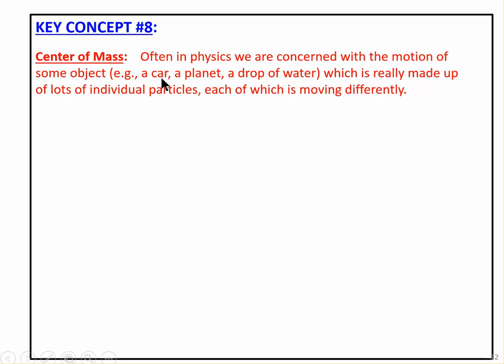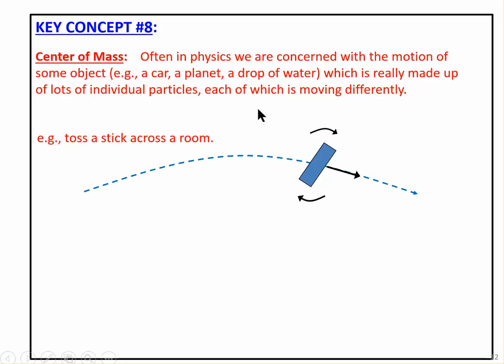And each atom that makes up a car is moving differently. Every atom making up a planet is wiggling around, moving in some fashion. But suppose we want to know what the overall motion of an object is. So for example, suppose I take a stick and you just throw it across the room. So here's the stick traveling along here, and it's spinning as it's traveling along. And if I look at different parts of the stick, like here or here or here or here, different parts of the stick are moving differently.